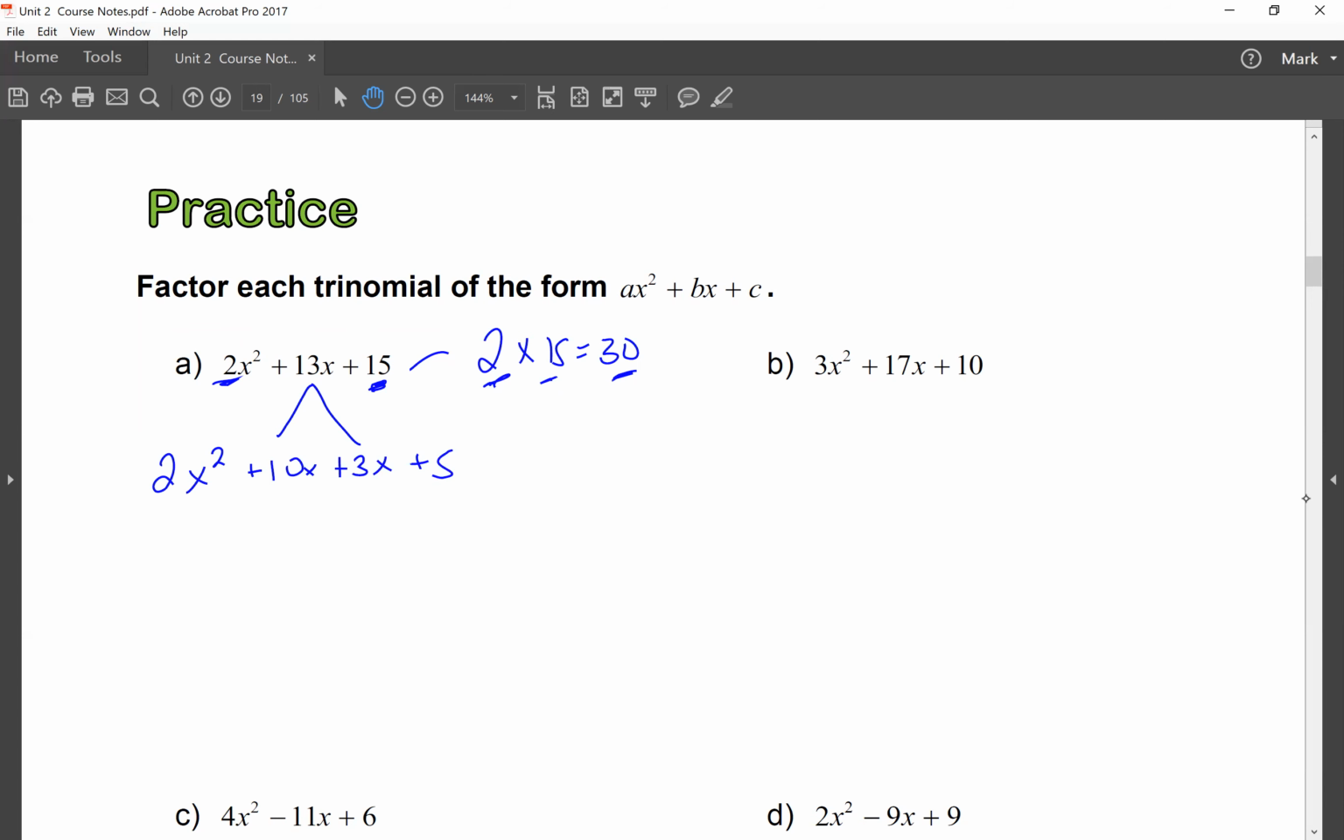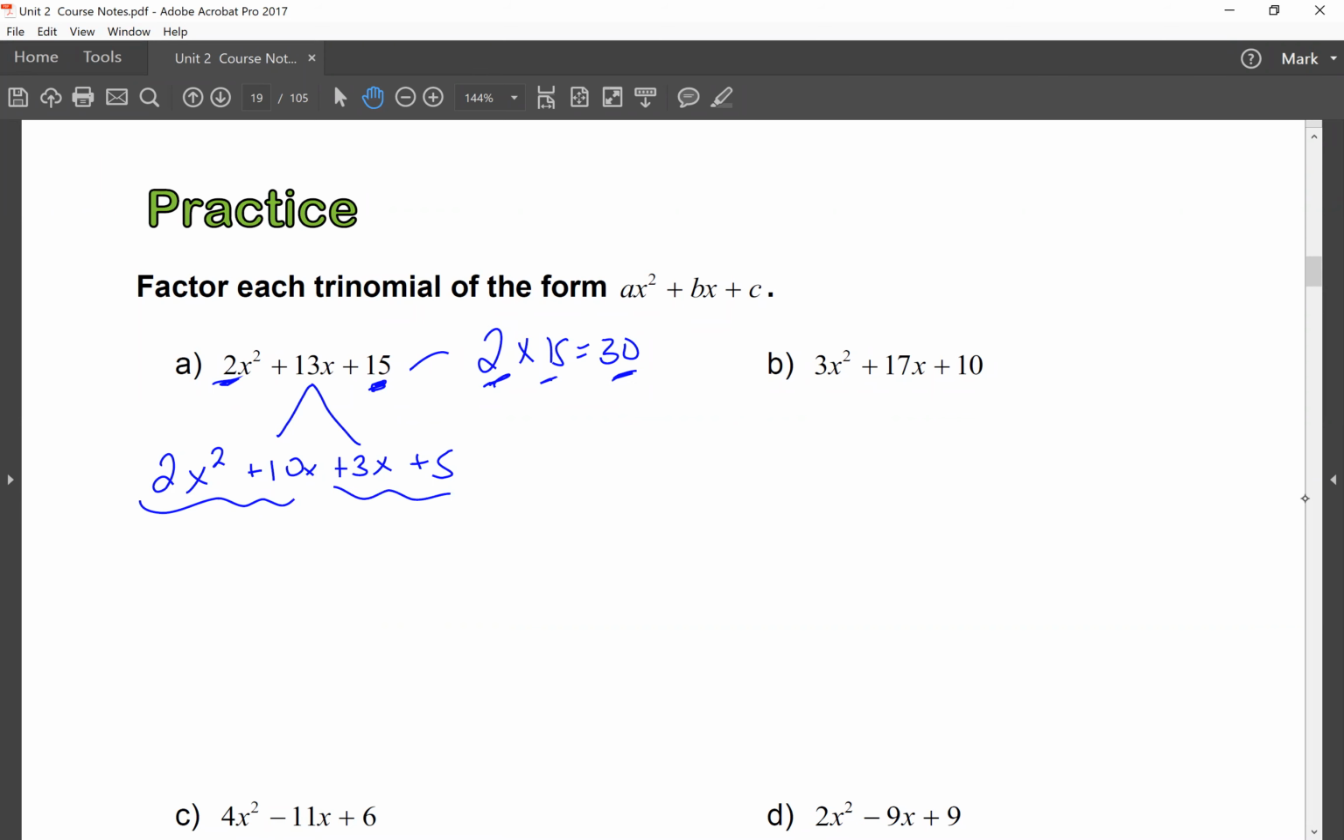And if you're wondering why I wrote 10x and then 3x, it was just how I was feeling. It really doesn't matter. You could write 3x and then 10x. The order of these in the middle does not matter. Trust me, you can try this the other way. It really doesn't matter.